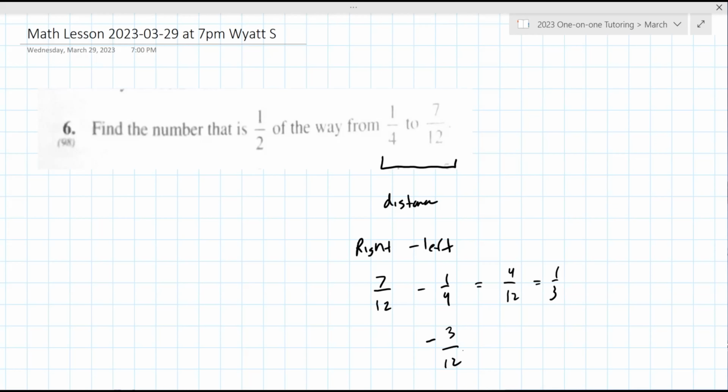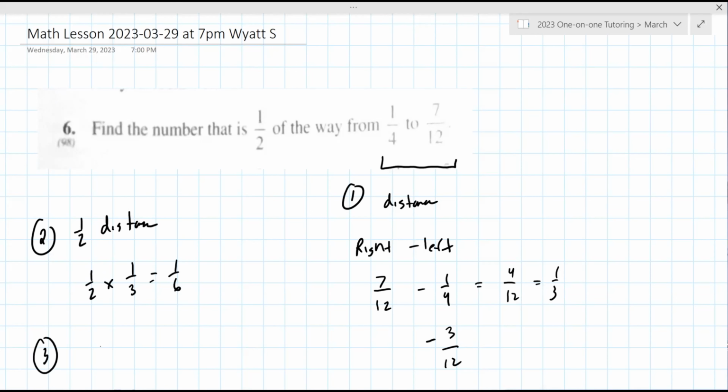Okay. The next thing is you've got to figure out what 1/2 of that distance is. So half of that distance means multiply. 1/2 of 1/3 is 1/6. Okay. Good.